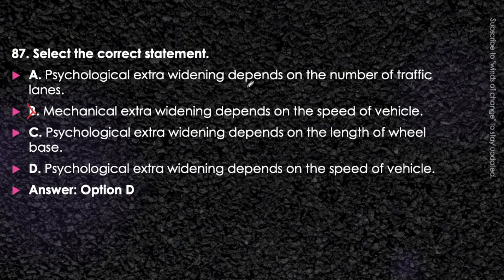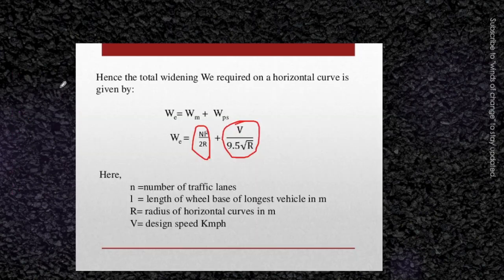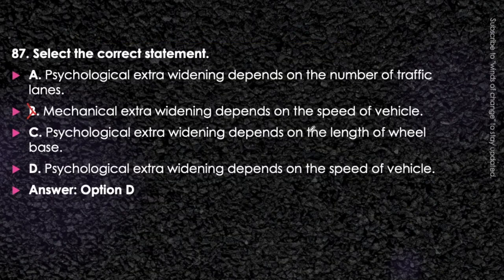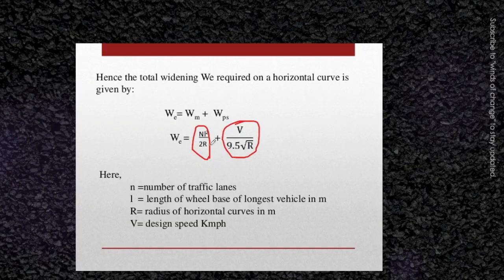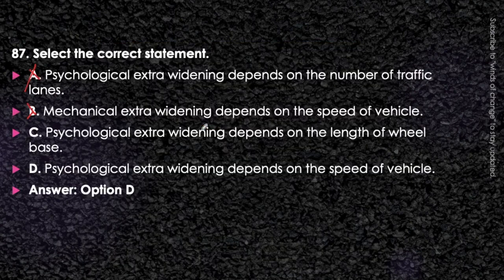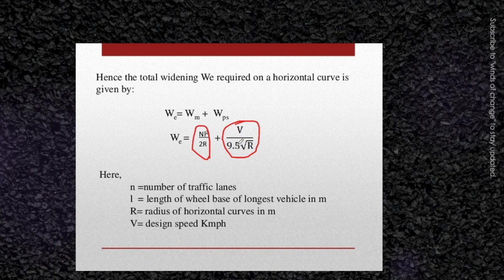Now psychological extra widening depends upon the number of traffic lanes, which is also not present here. You can see it is present in the mechanical widening, that is N, the number of traffic lanes. So psychological widening does not depend upon the number of traffic lanes. It is also incorrect. And psychological extra widening depends upon the length of the wheelbase, which is also incorrect, because this L is given in the mechanical widening. So option D will be the correct answer, where it depends upon the speed of the vehicle as well as the radius of the horizontal curve on which the psychological widening will depend.